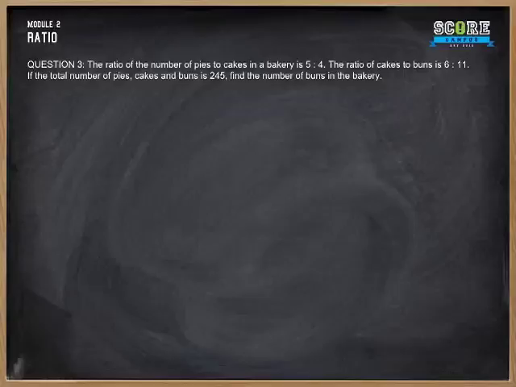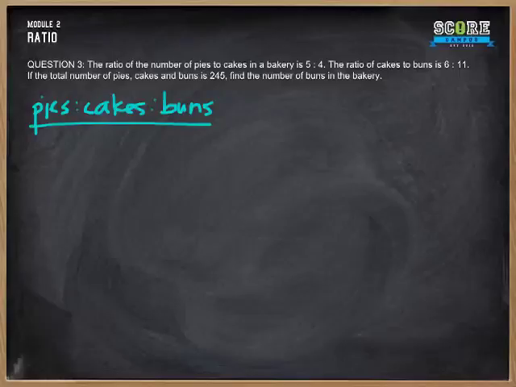Step 1. Now we know that the first step is to always write the information in a systematic manner, and then we find the common multiple, right? So let's do this. Pies is to cakes is to buns, which is pies is to cakes is what? 5:4. Cakes is to buns is 6:11. We have both values for cakes. So we need to find the common multiple there. The common multiple seems like 12. So we write 12 over there first.